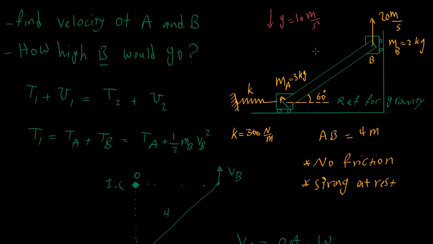So if we consider this as a reference for gravity, then particle A, the slider A, has a negative potential energy due to gravity because it is below the reference line. But the point is that when this particle moves to the second location, it is again at the same height below the reference point, so they would cancel out. So we should consider it, but at the end, it would cancel out. But here, for simplicity, I just consider this as the reference for gravity.